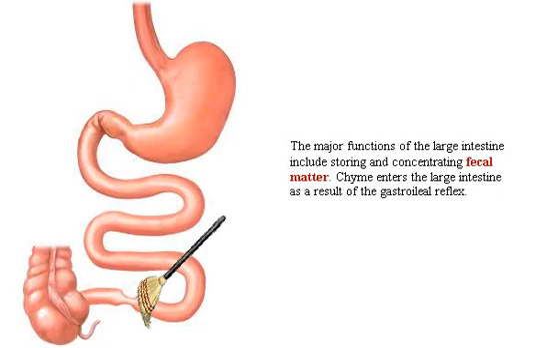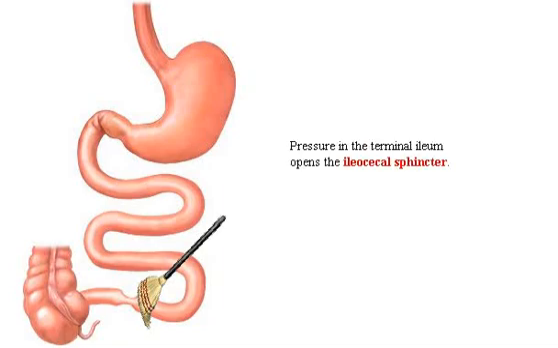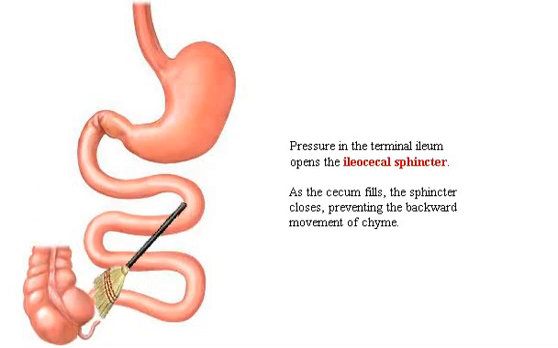The major functions of the large intestine include storing and concentrating fecal matter. Chyme enters the large intestine as a result of the gastroileal reflex. Click the broom. Pressure in the terminal ileum opens the ileocecal sphincter. As the cecum fills, the sphincter closes, preventing the backward movement of chyme. Click the cecum.